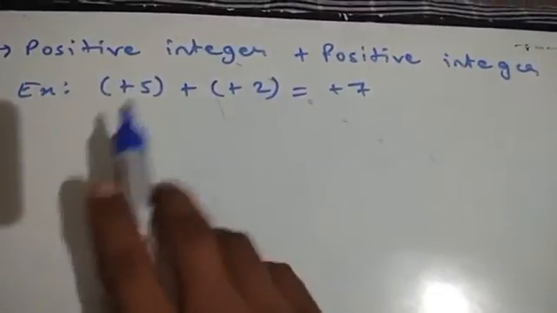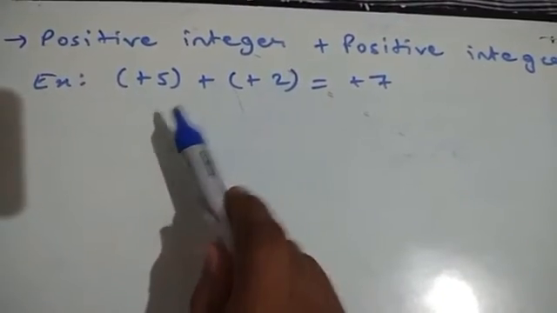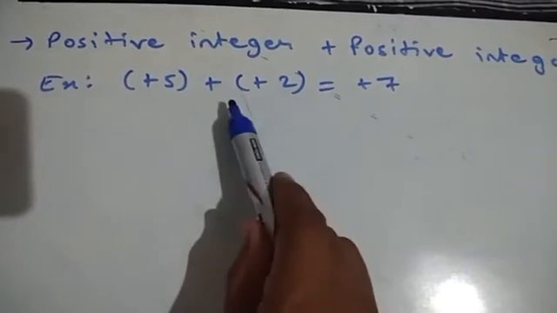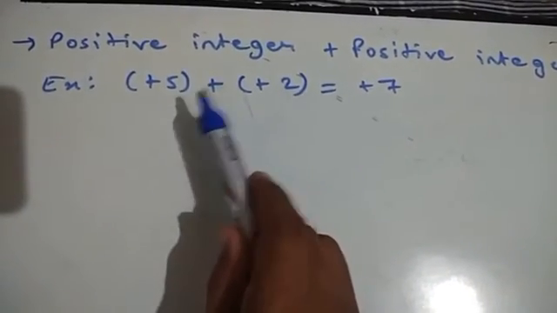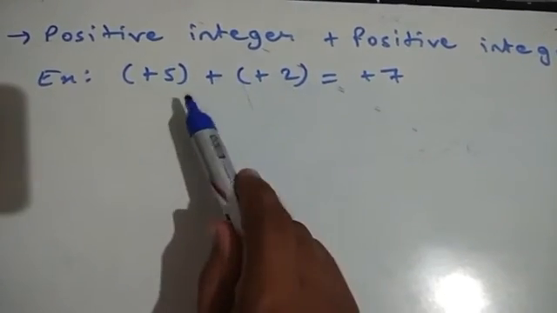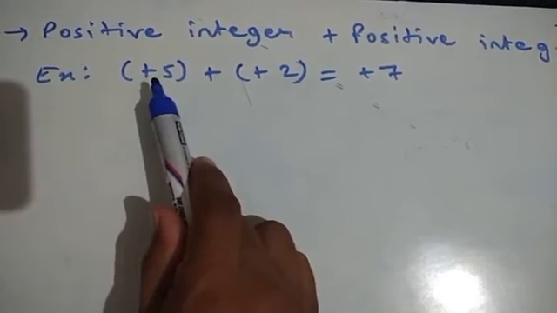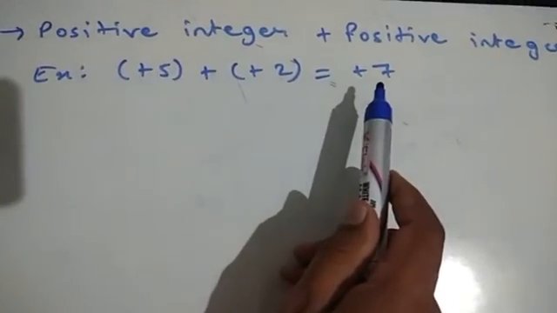See one more. Positive integer plus positive integer. If both the integers are positive, then what do we have to do? See here, +5 plus +2. So here addition. If both the integers are positive, then we have to add them. 5 plus 2 is what? 7. And the greater integer has which sign? Plus sign. Therefore +7 will be the answer.